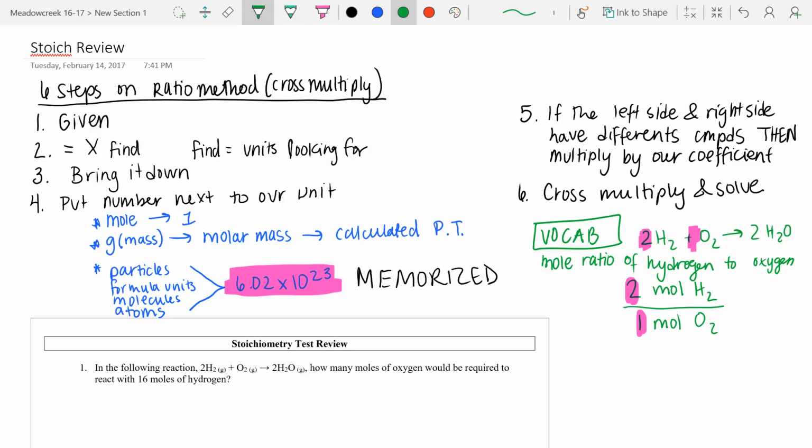Now if there's not a number in front of hydrogen or in front of oxygen, then it's just a 1. Remember, chemists are really lazy. We don't write our 1s in our chemical equation. Okay, but that's how you would write the mole ratio.